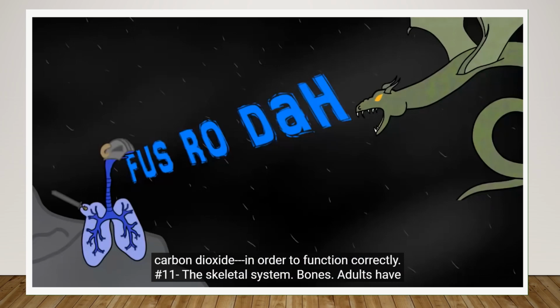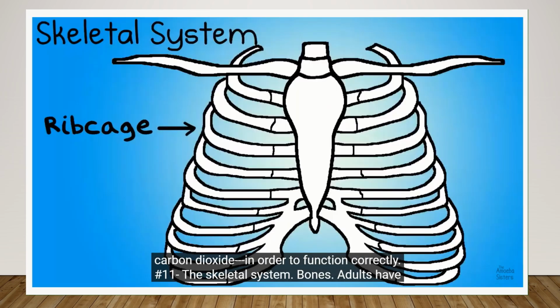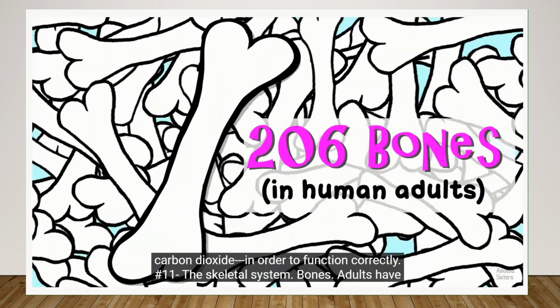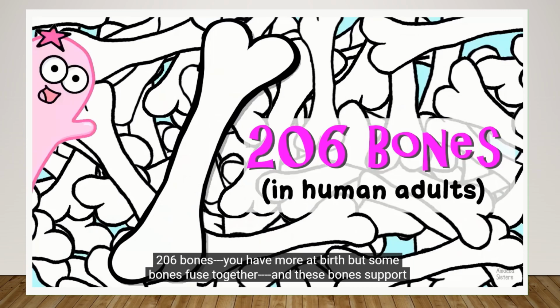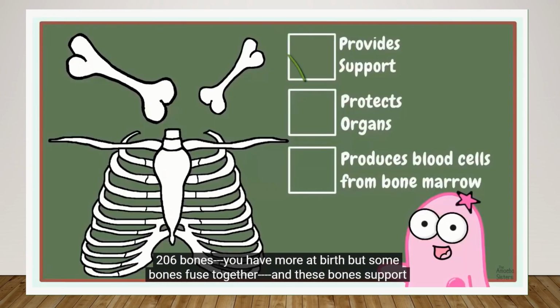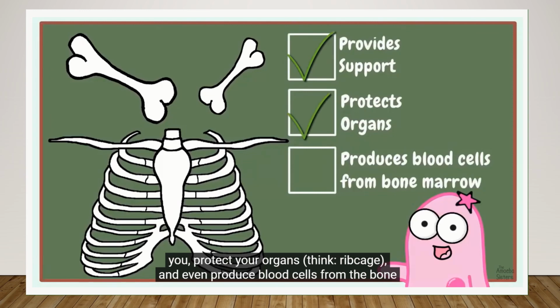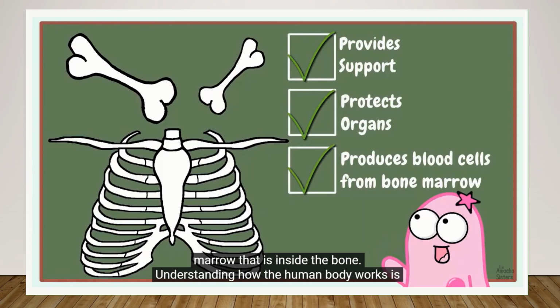Number 11, the skeletal system. Bones. Adults have 206 bones, and you had more at birth, but some bones they fuse together, and these bones support you, they protect your organs, think rib cage, and they even produce blood cells from the bone marrow that's inside the bone.